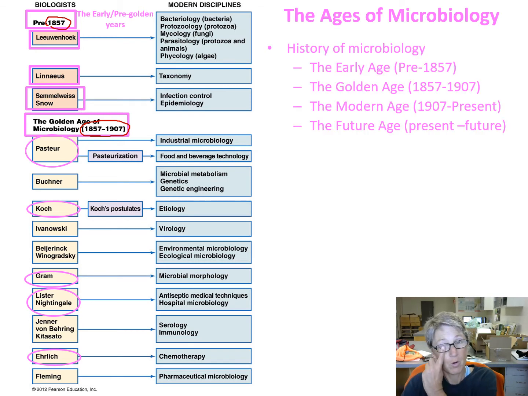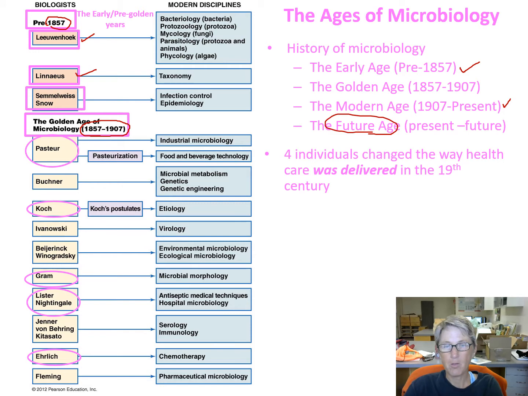So there was the early age, pre-1857. That's Leeuwenhoek, Linnaeus, Semmelweis, and Snow. And then the golden age are all these guys, including Pasteur, which everyone's heard of. And then the modern age is 1907 to the present. And then there's the future age. So that's now into the future. So the ages of microbiology.